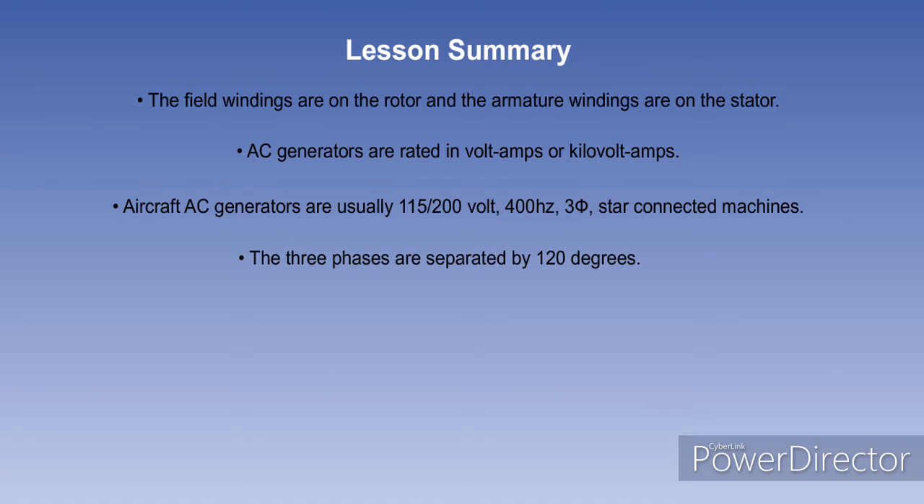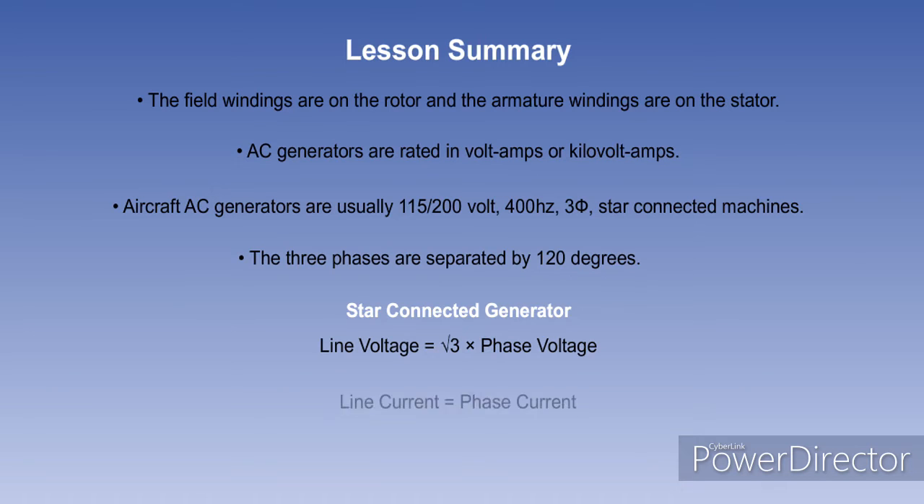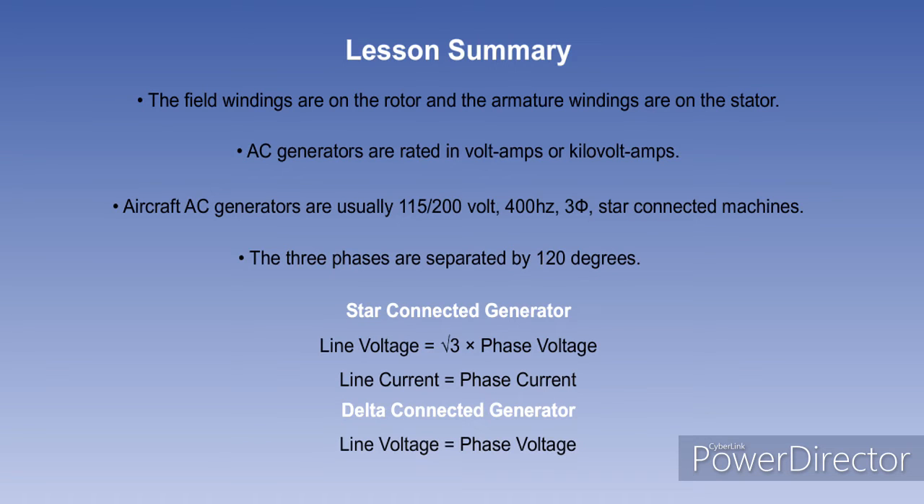The three phases are separated by 120 degrees. In a star-connected generator, the line voltage is equal to √3 or 1.73 times the phase voltage. The line current is the same as the phase current. In a delta-connected machine, the line voltage is the phase voltage, but the line current is √3 times the phase current.